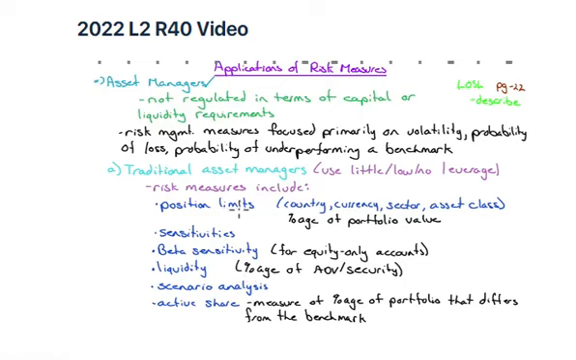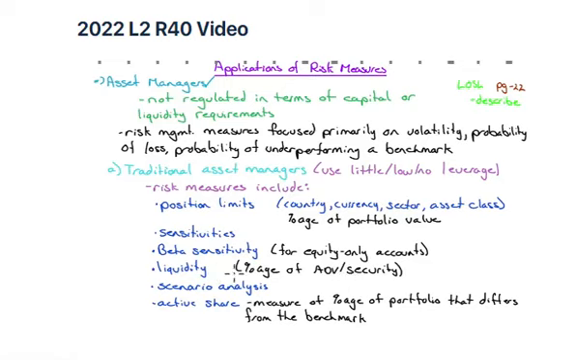Let's go through each of them. Position limits: position limits on country, currency, sector, asset class, all measured as a percentage of portfolio value. Do any of your positions exceed these position limits? Sensitivities: we've talked about all the sensitivities before. Beta sensitivity for equity-only accounts. Liquidity: percentage of the average daily volume per security that you hold would be a measure of potential liquidity or the need for liquidity.